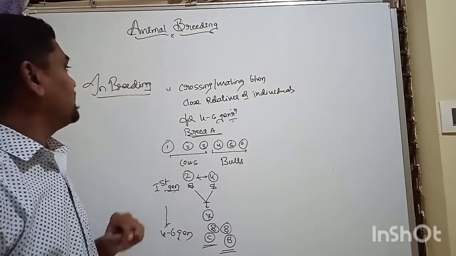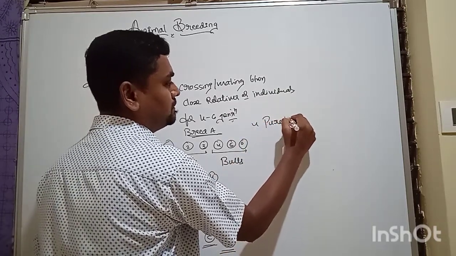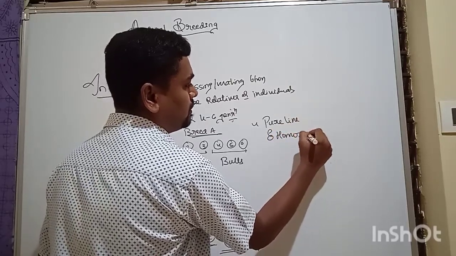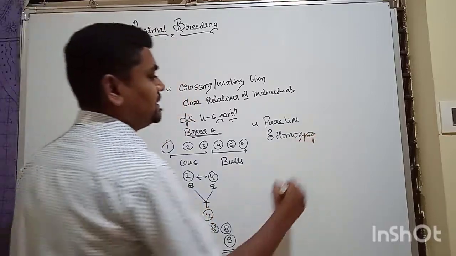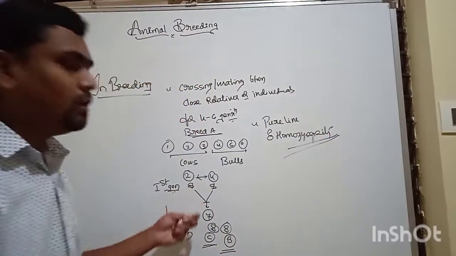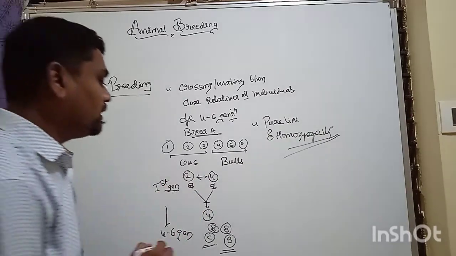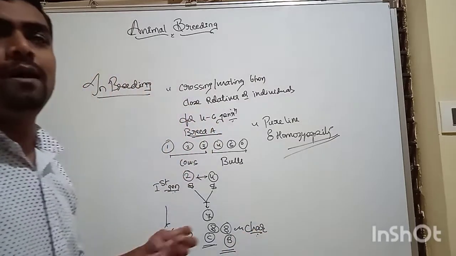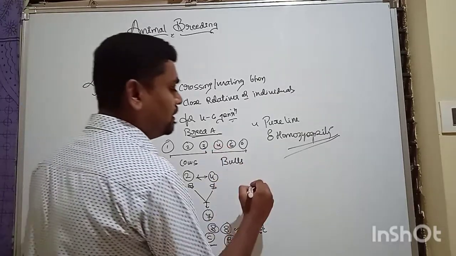What is the advantage of inbreeding? Inbreeding produces first a pure line and homozygosity. This is produced because all the crossing and mating happens inside the individuals. They are looking for the superior characters. What happens if you keep on mating inside the same breed?